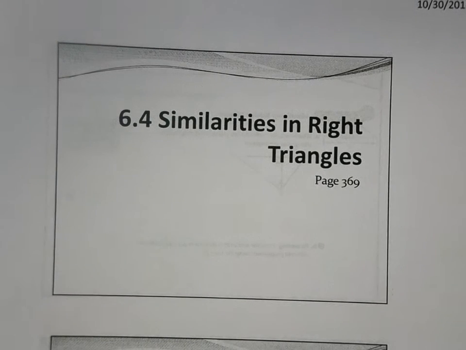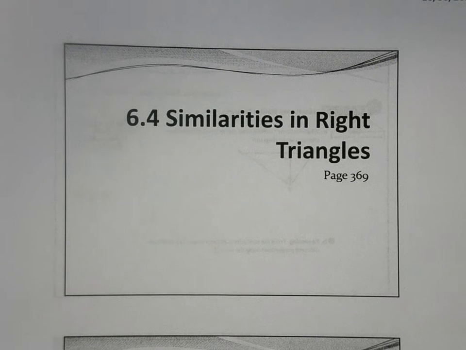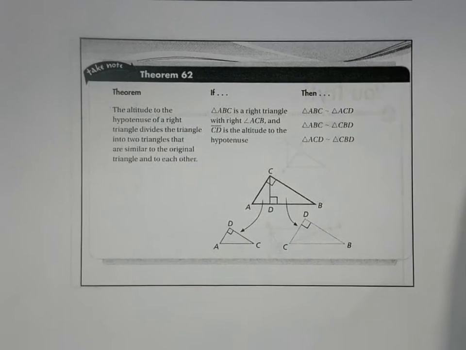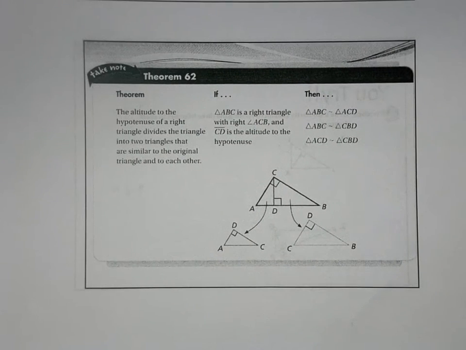Math 2, Unit 6.4, page 369. Today we're talking about similarities in right triangles. So a right triangle always has what? Okay, so Theorem 62, and this is on page 369 there.